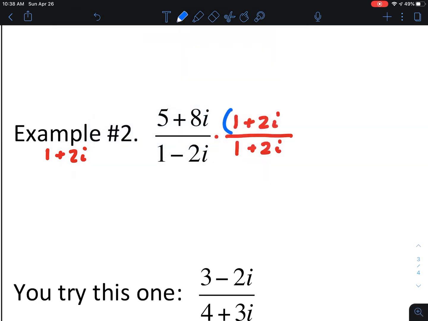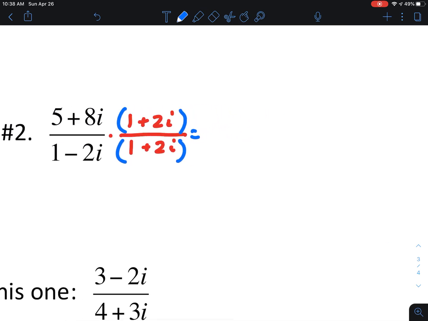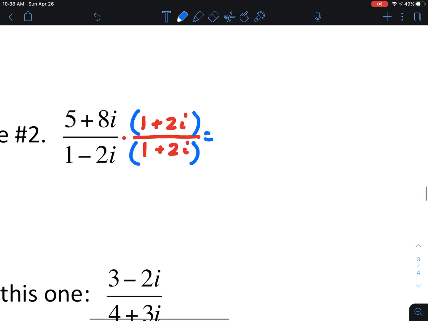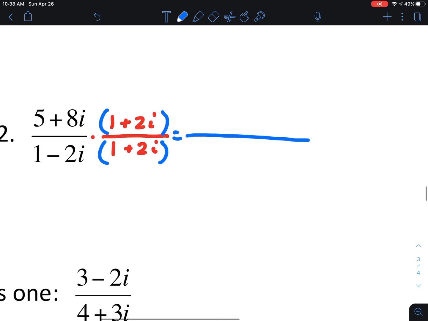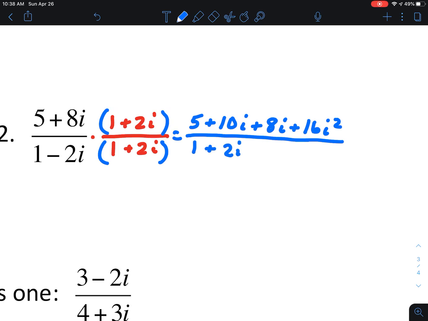This time we have to do some FOIL. So, man, a lot of mathematical manipulation going on here, okay? So here's what we're going to do. We're going to do a little bit of FOIL, and then we're going to simplify. So in the top, we get 5 plus 10i plus 8i plus 16i squared. Again, I'm going to hold off with that i squared. On the bottom, I'm going to get 1 plus 2i minus 2i minus 4i squared.